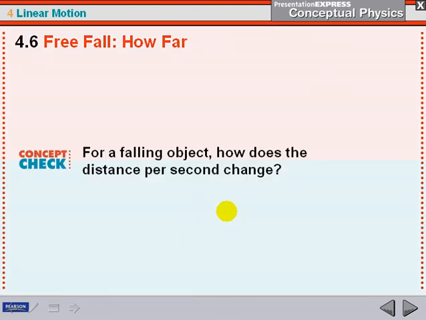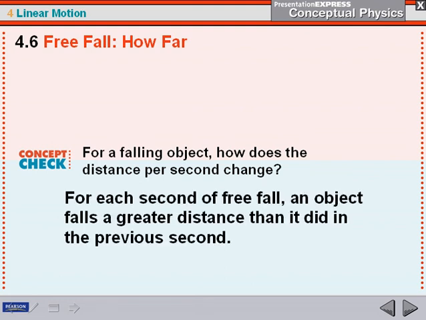So for a falling object, how does the distance per second change? For each second of free fall, an object falls a greater distance than it did in the previous second.